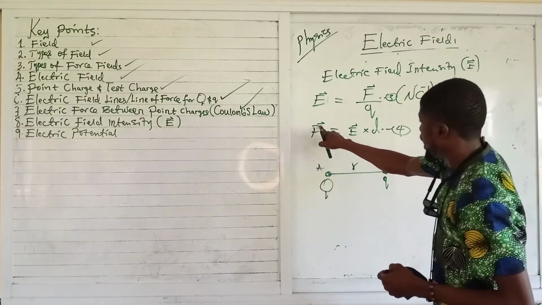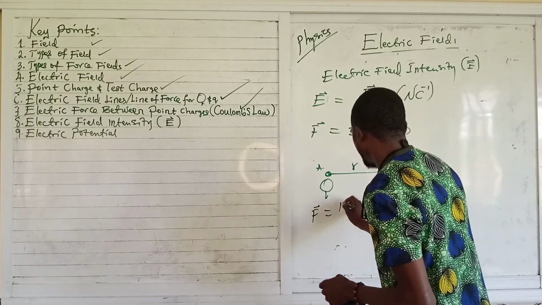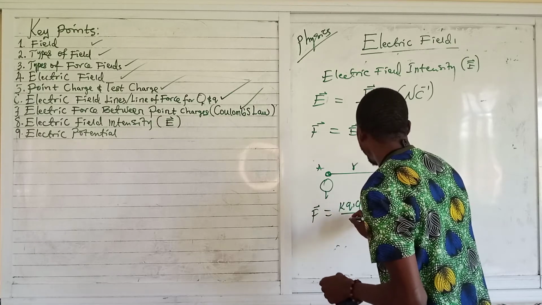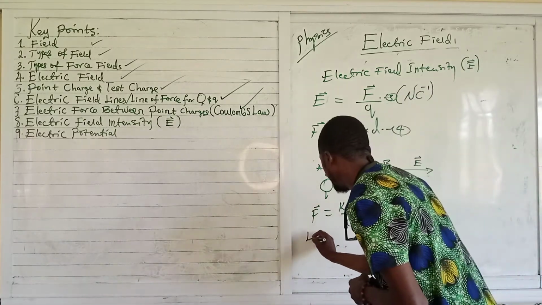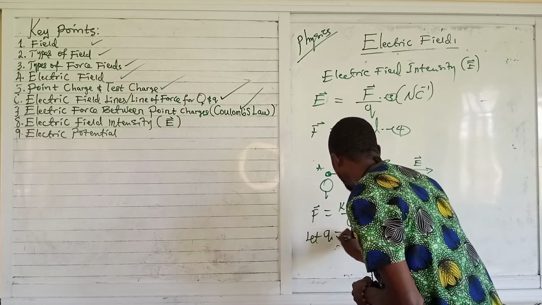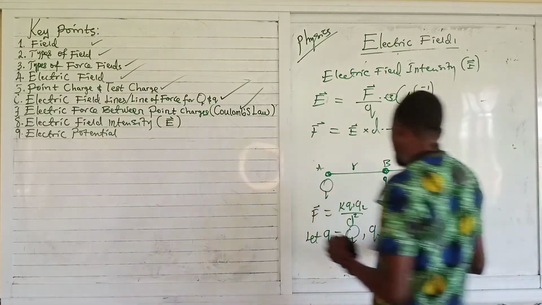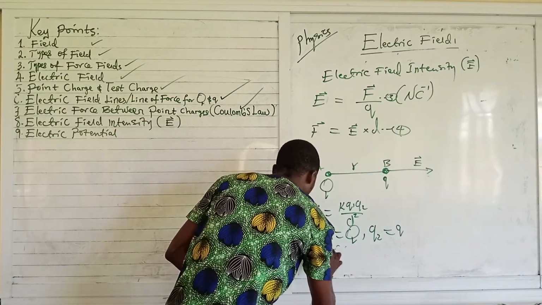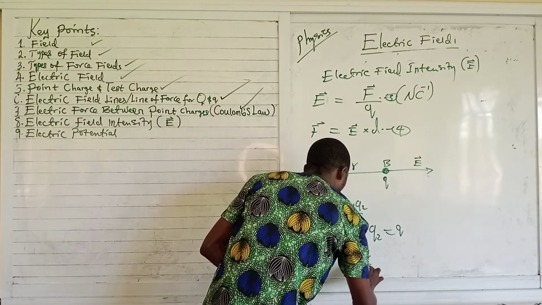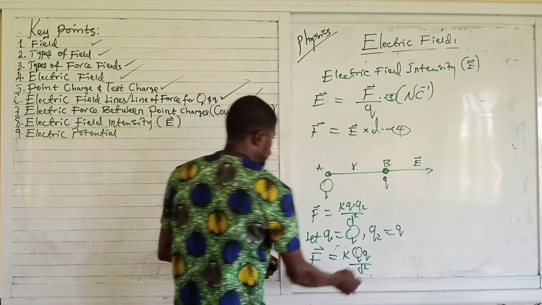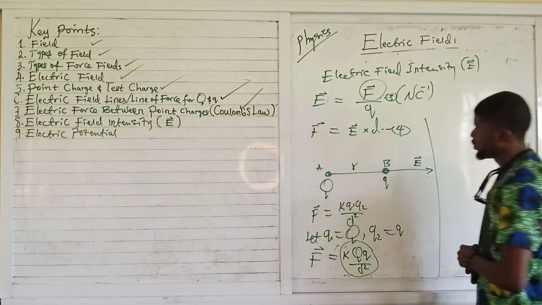We know that the electrostatic force of attraction F is given as K Q1 Q2 all over D squared. Now, let Q1 be equal to big Q and Q2 be equal to small q. If we do that, the electric force of attraction or repulsion is given as K capital Q small q all over D squared. We want to bring this into this place.